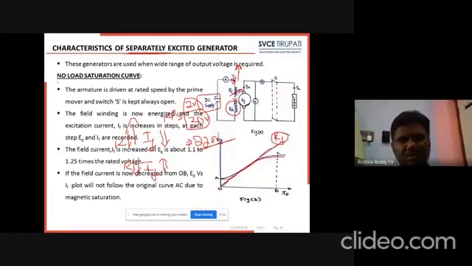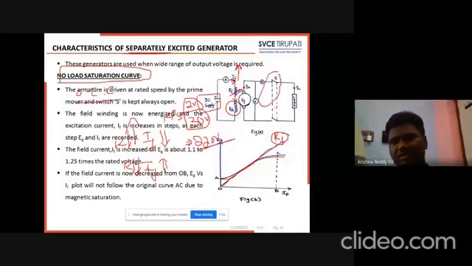These are the no load saturation curve, or no load characteristics, or open circuit characteristics. Because in order to obtain this curve, we are always keeping this external load open. That's why these are named no load characteristics or open circuit characteristics, because the load switch is always open.